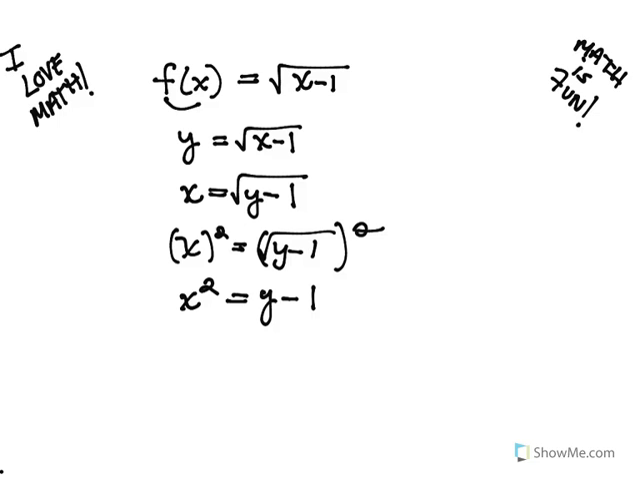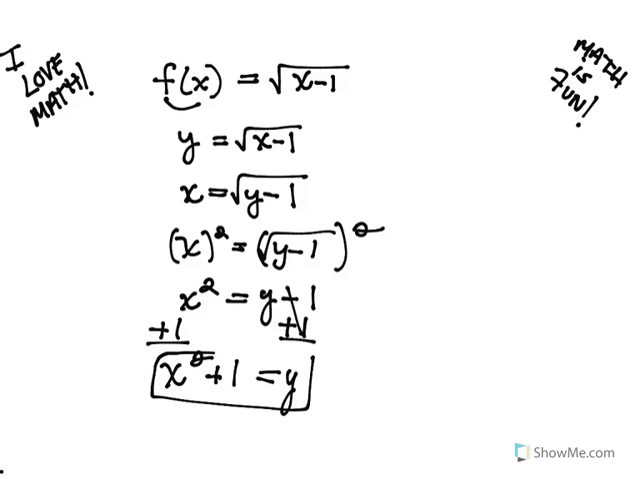Okay? So now we have x squared equals y minus 1. We're trying to solve for y. So in order to isolate the y, we move that negative 1 to the other side of the equal sign. It is subtracting from the y, so we will add it to itself and cross the equal sign. So we will get x squared plus 1 equals y. And that is your inverse function of the square root of x minus 1.